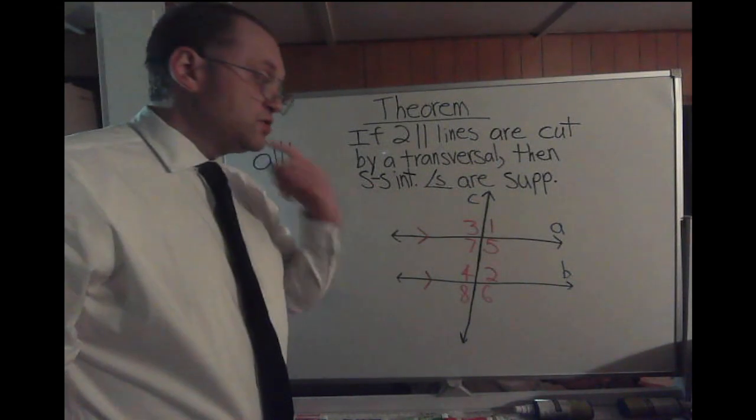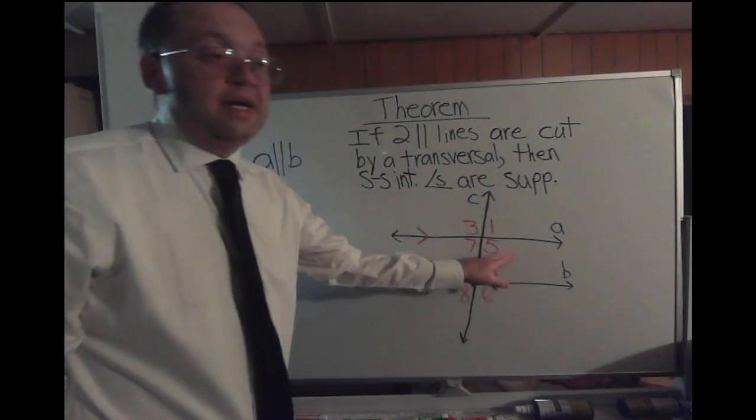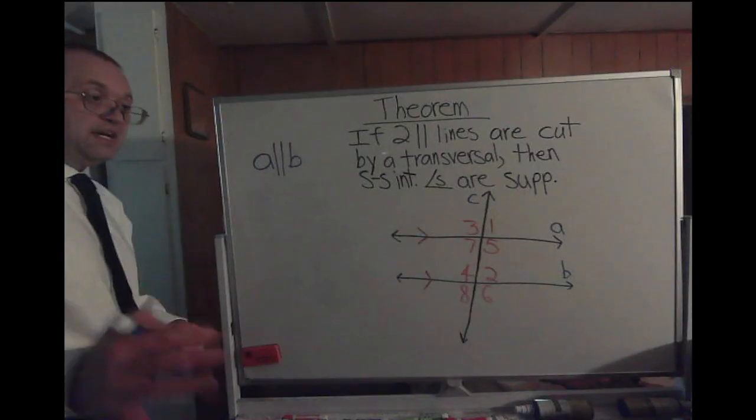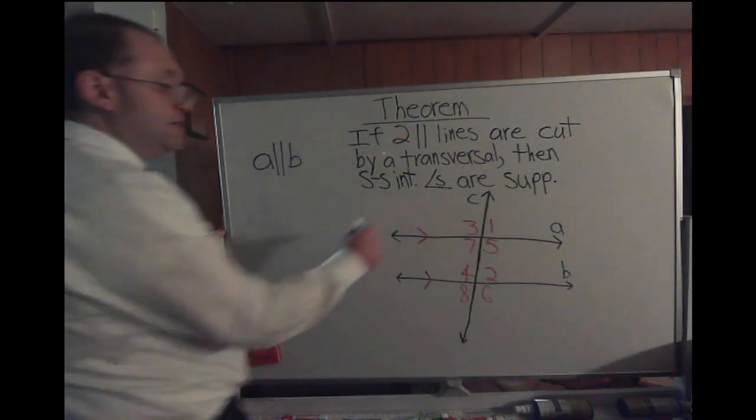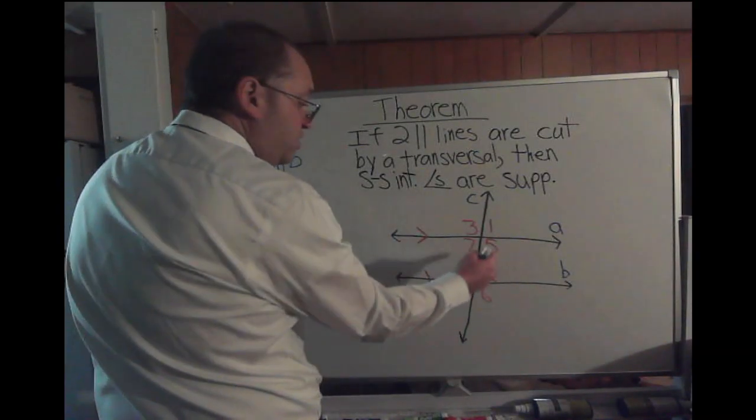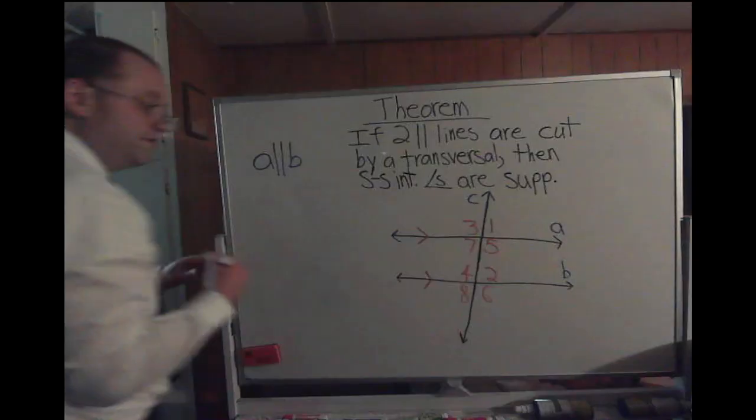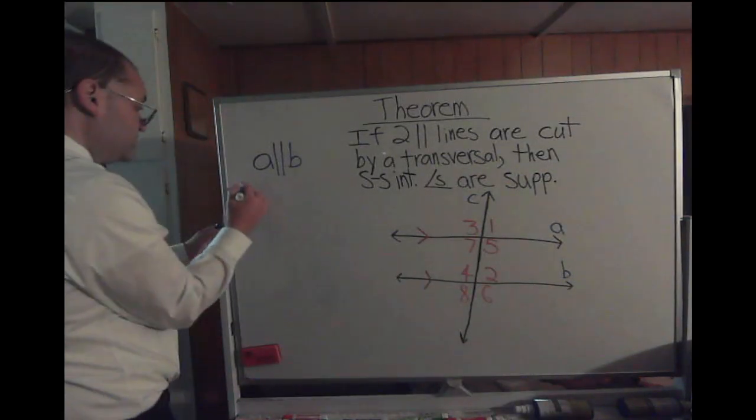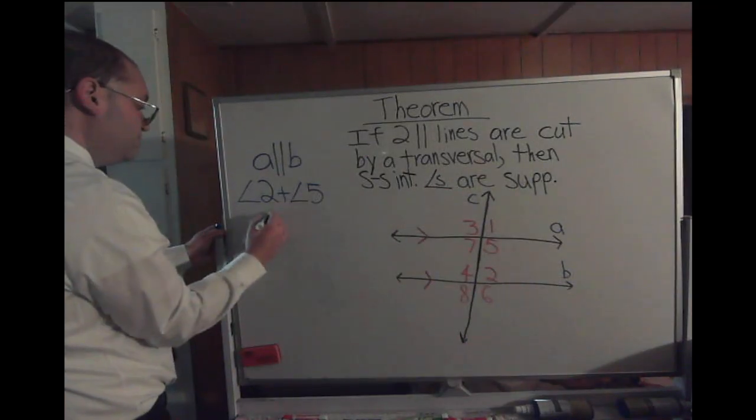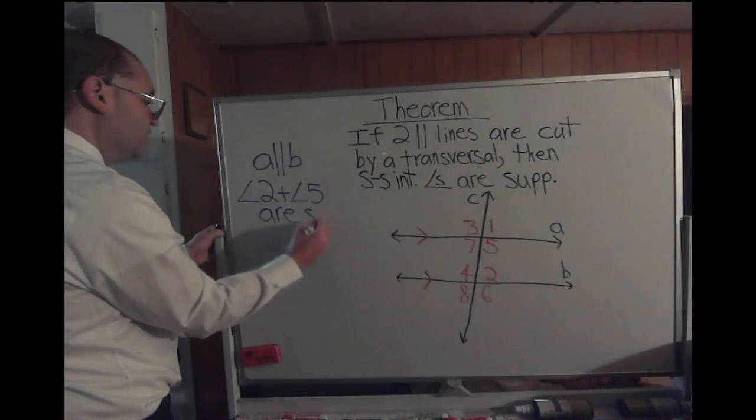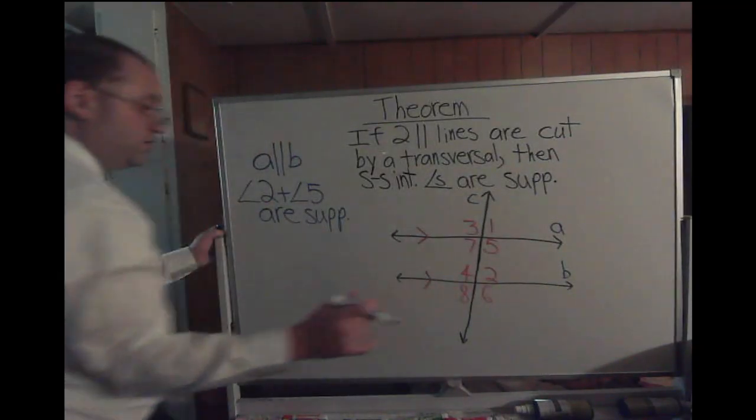So again, let's start with interior. Interior, as we said with alternate interior, it's all the angles between the two parallel lines on the inside. But this time we want to talk about same side interior angles. Same side, they're going to be on the same side of the transversal. So angles 2 and 5, for example. Angles 2 and 5 are supplementary. So in other words, if you add up the measure of those two angles, you'll get 180.